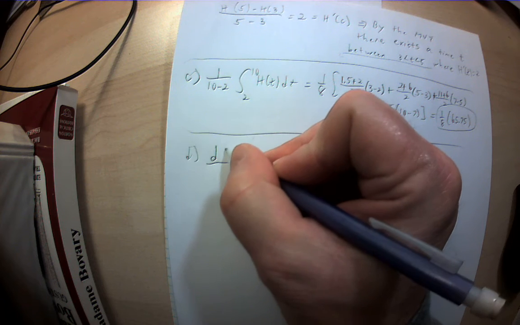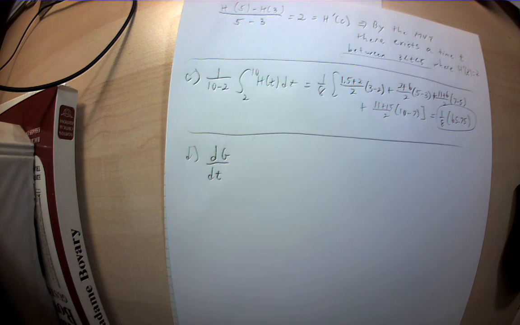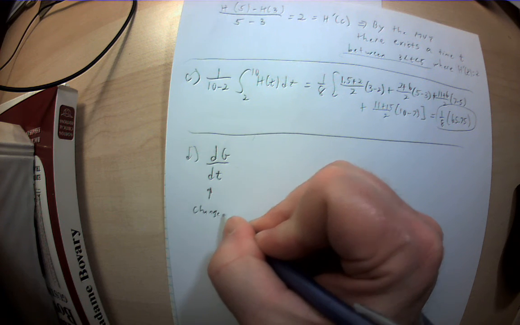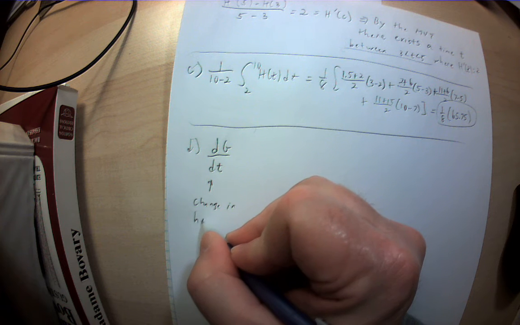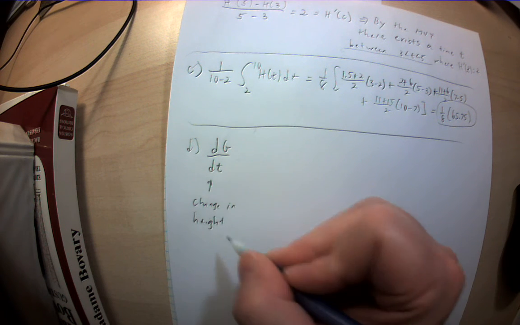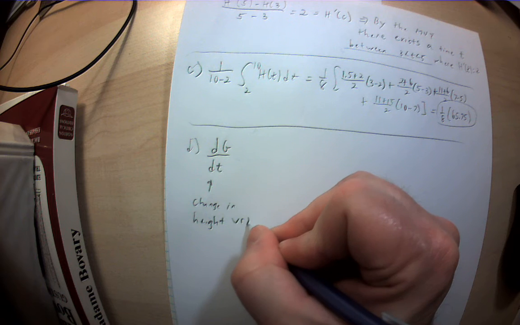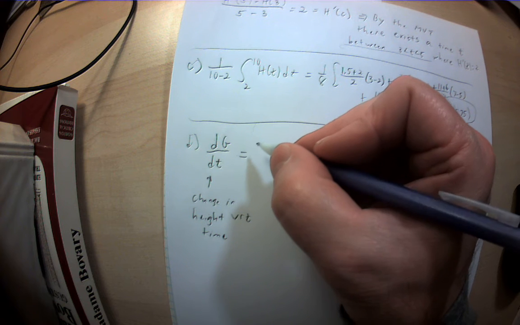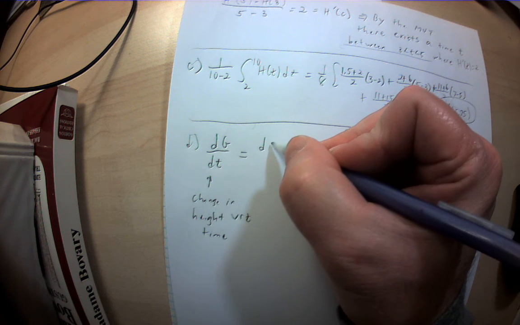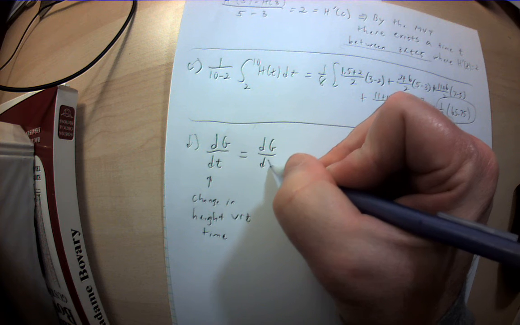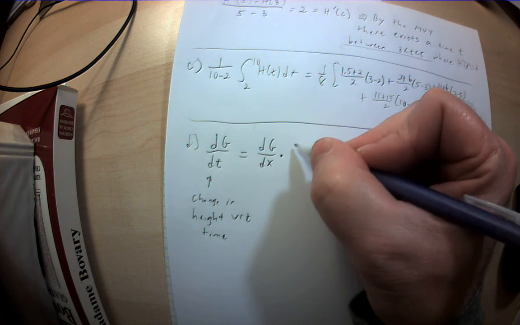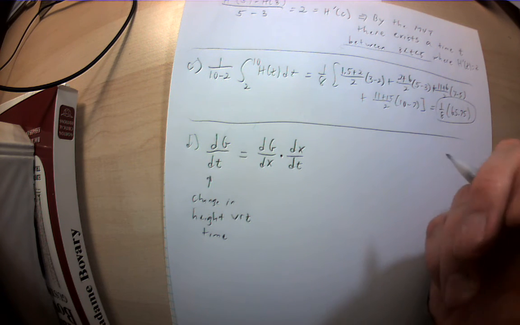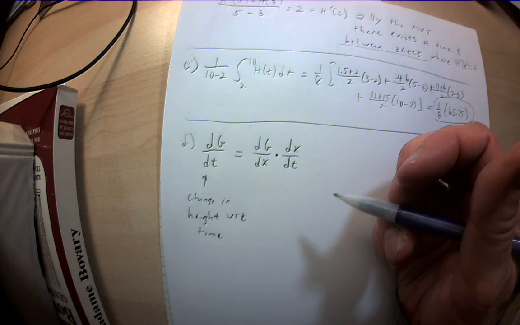So we want the derivative of g with respect to time. Okay, we're looking for the change in height. And guys, remember, it's not Mr. Height. It's change in height with respect to time. Okay, if you remember related rates, that's going to be the derivative of g with respect to x times the derivative of x with respect to t. It's kind of like a composite chain rule type of problem.